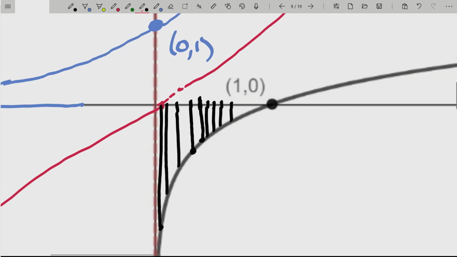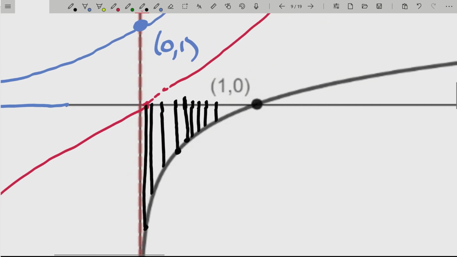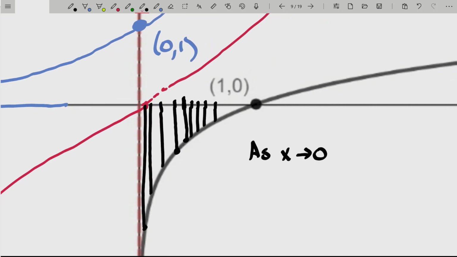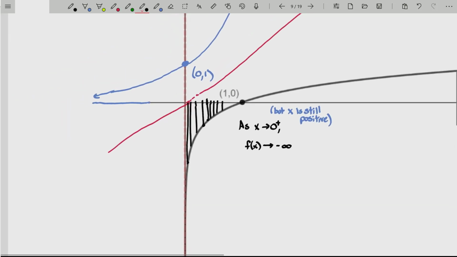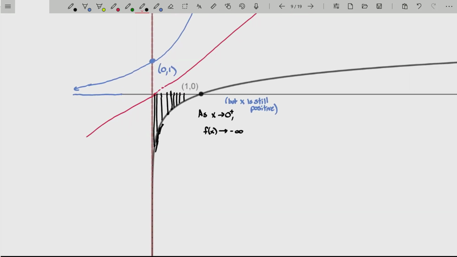So as x approaches 0, well, it can't just approach 0, so we have to say it like this: as x approaches 0, but it's still positive, that's what that means, the function values approach negative infinity. You can see them dive down. It's really kind of hard to see on this graph, but it is diving down to negative infinity. It just goes down forever. That is a critical skill you're going to need in calculus. I'm telling you, it's so super important that you know that.